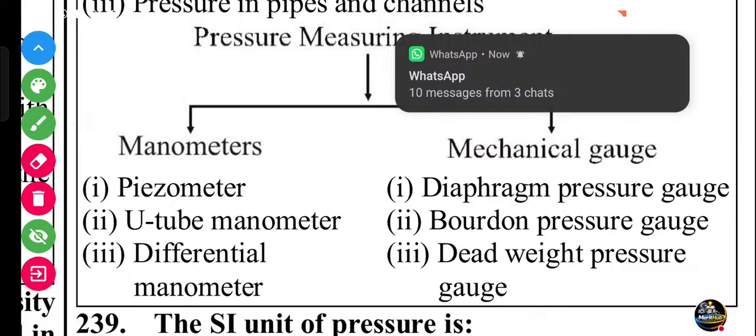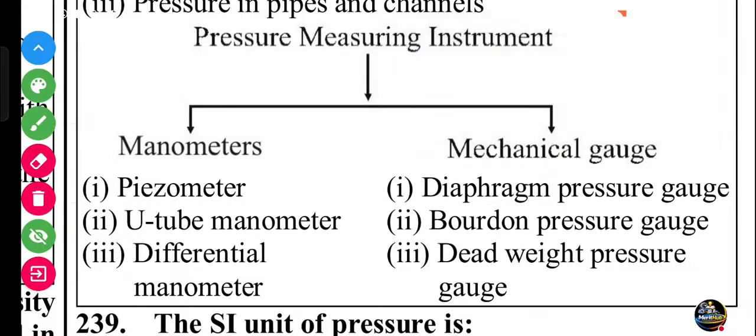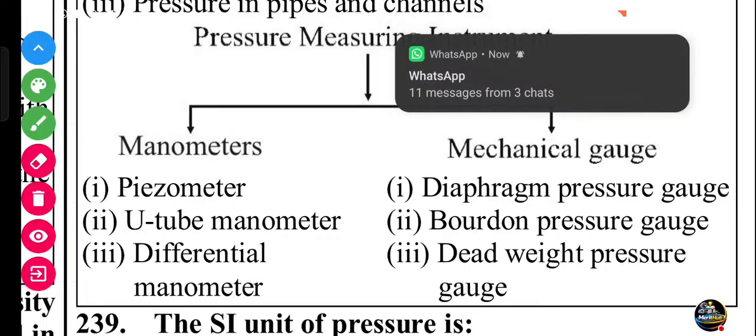Pressure measuring instruments are manometers and mechanical gauges. Manometers means the piezometer, U-tube manometer, differential manometer, inverted U-tube manometers. And mechanical gauges means the diaphragm pressure gauges, Bourdon pressure gauges, dead weight pressure gauges, Pirani gauges. The different types of gauges are here.